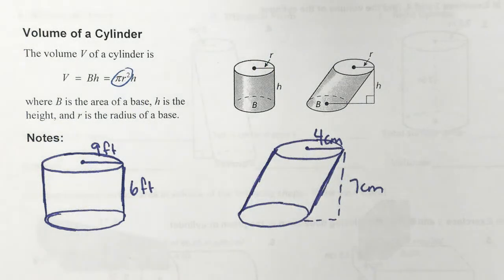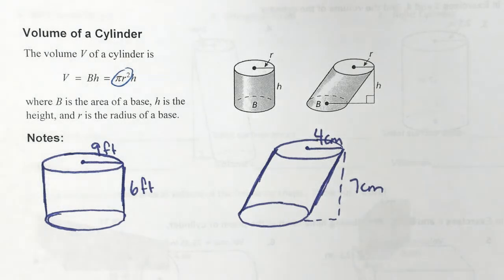So picking up where I left off, we were talking about the volume of a cylinder. So remember, cylinders have circles on them, so this is why I circled the pi r squared, because that is the area of a circle. So we're just going to plug in where it's needed.